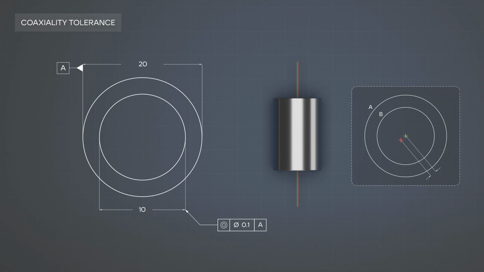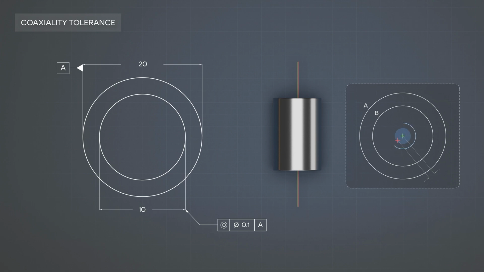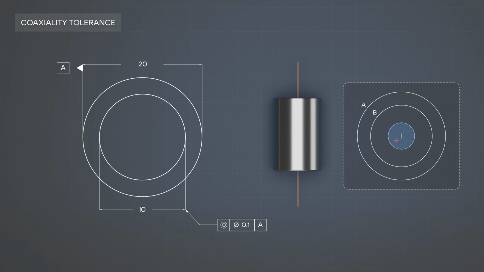What this tolerance means is that I will have a cylinder with a diameter of 0.1. Its center line is in the center line of A. Okay, this is cylinder A. And here is the center line. And there I draw a tolerance cylinder of a diameter of 0.1.